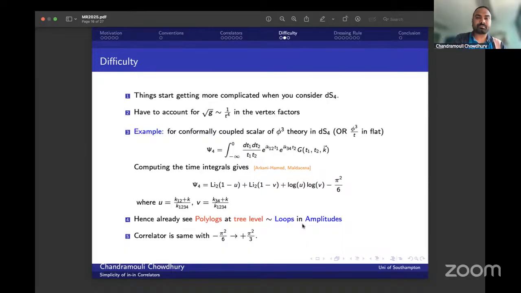Okay, that should already tell you that even tree-level correlators in de Sitter are perhaps as difficult as doing loop-level correlators in amplitudes. Excellent. And of course, this was the wave function. And as I just argued in the previous slide, you have to compute the full correlator. And in this particular case, if you do that, you just end up changing this coefficient from minus pi squared by 6 to pi squared by 3. And like before, you can assign a physical meaning to how this structure arises, but I'll not review that now.